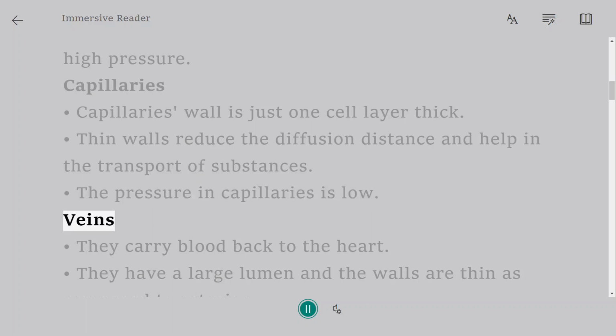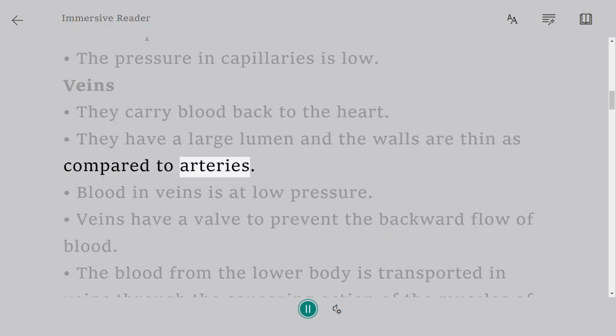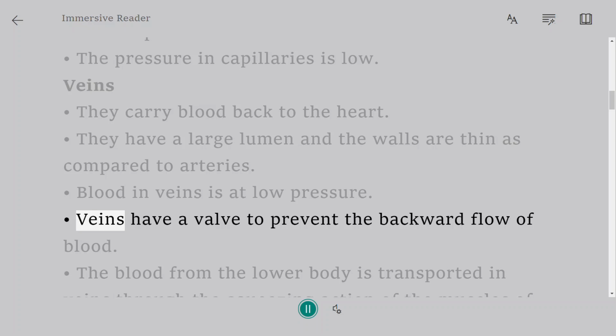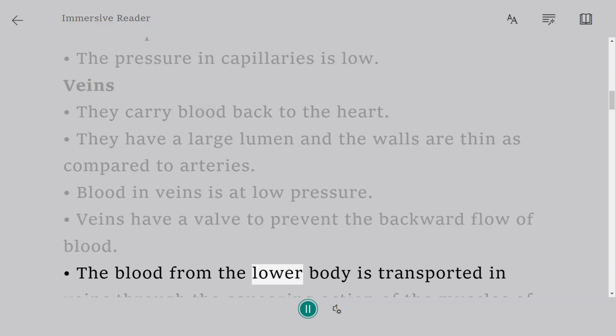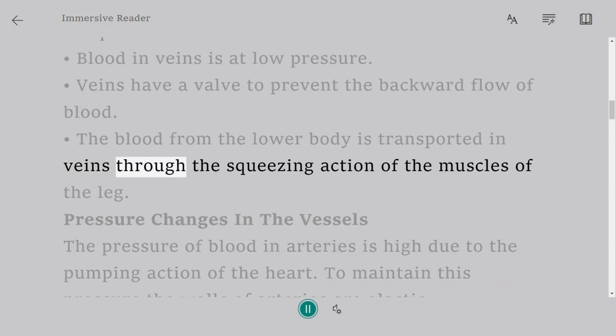Veins. They carry blood back to the heart. They have a large lumen and the walls are thin as compared to arteries. Blood in veins is at low pressure. Veins have valves to prevent the backward flow of blood. The blood from the lower body is transported in veins through the squeezing action of the muscles of the leg.